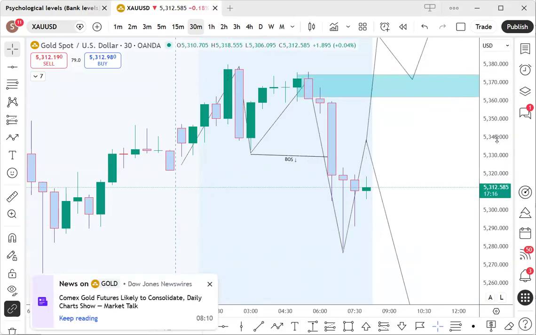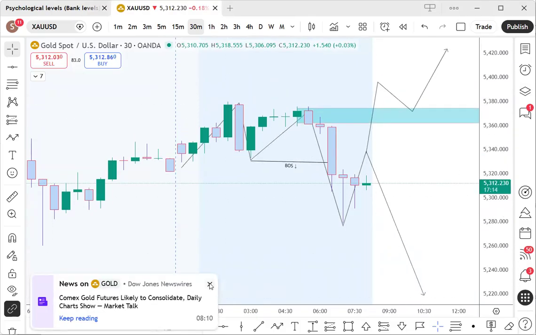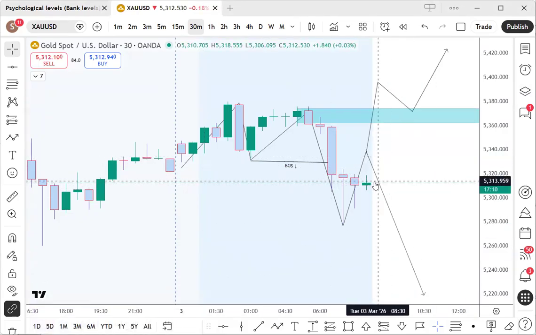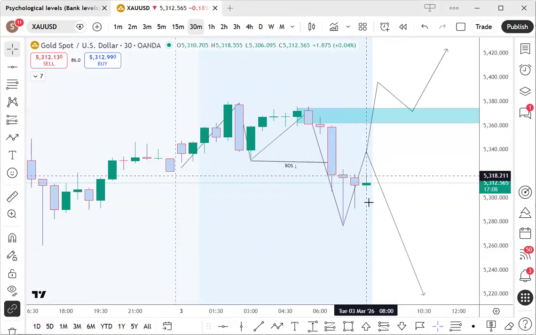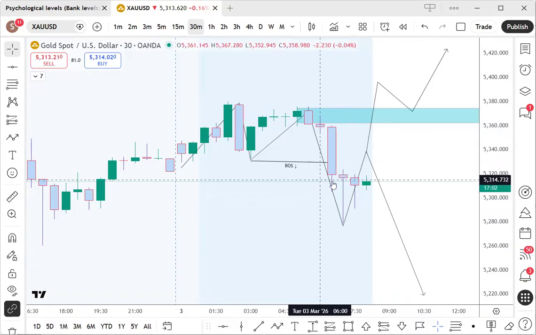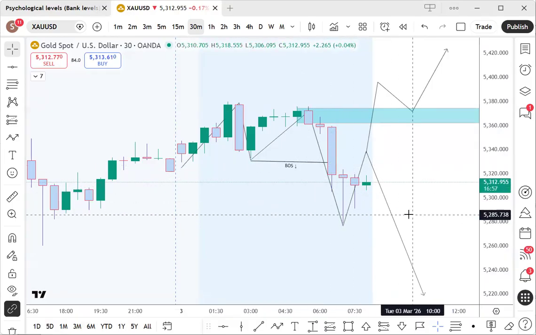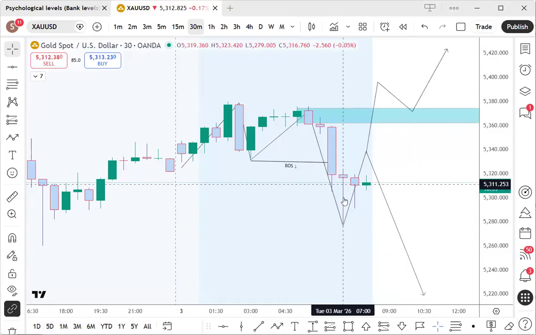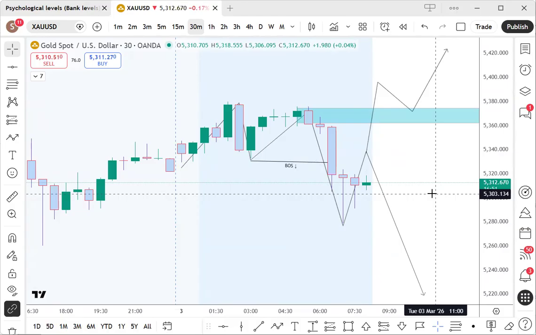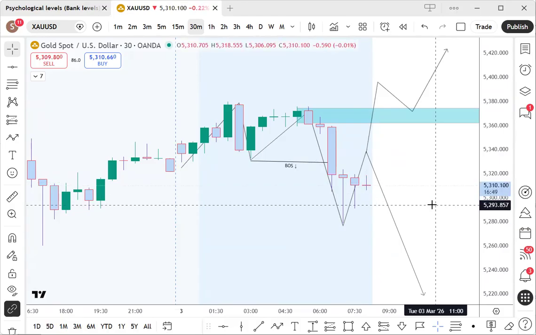Yes, okay, fine. So now we're waiting for a pullback to make a lower high, basically. So we're saying that we believe it's bearish until it takes out the initial lower high, and then it will become bullish when it retests the zone. Okay. That was the only question. Yes, okay, good.